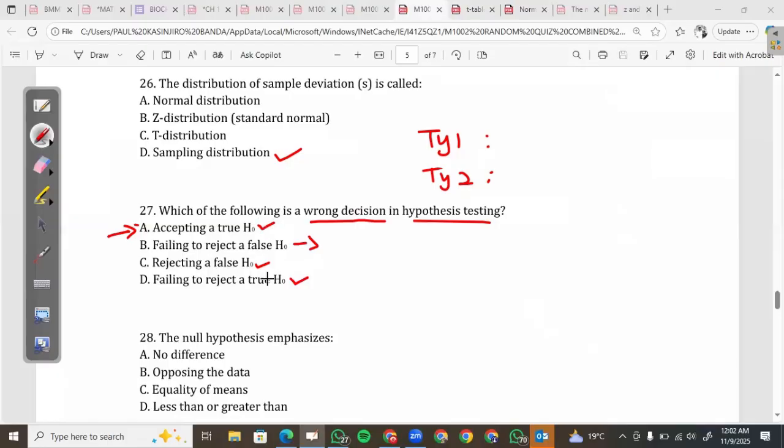Even this one is the correct decision. So the only wrong decision here is on B: failing to reject a false H naught. That's a wrong decision. Okay, so that's what we pick. So the answer is B.